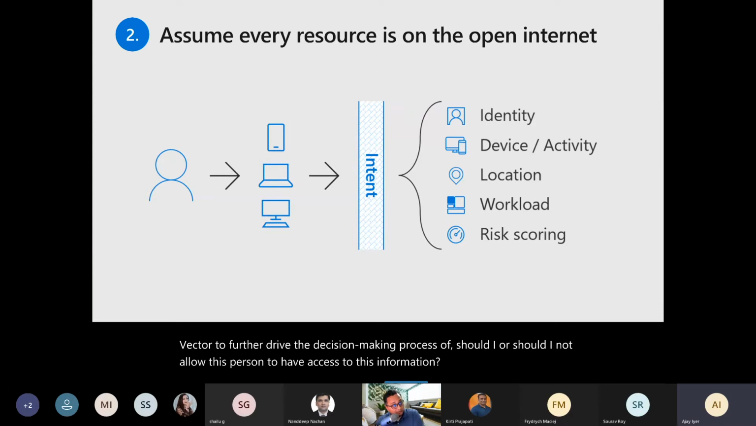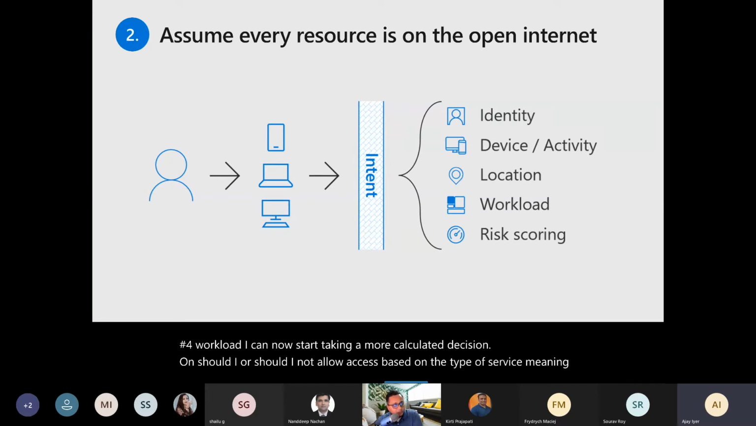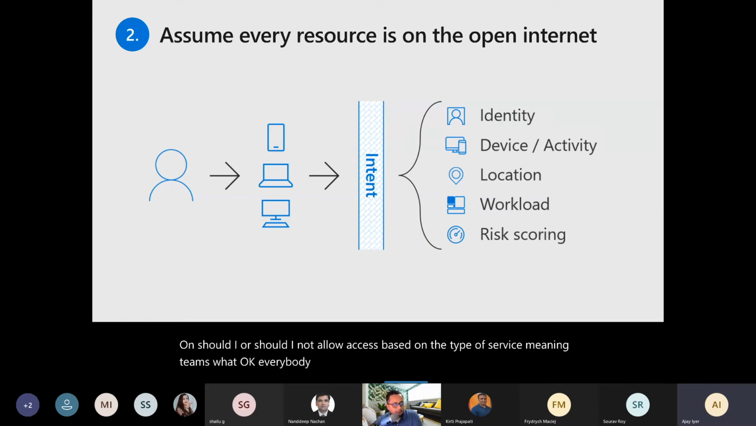Number four, workload. I can now start taking a more calculated decision on should I or should I not allow access based on the type of service. Meaning, Teams, you know what? Okay, everybody can get to it, right? And I'll keep that to be a less restrictive workload.